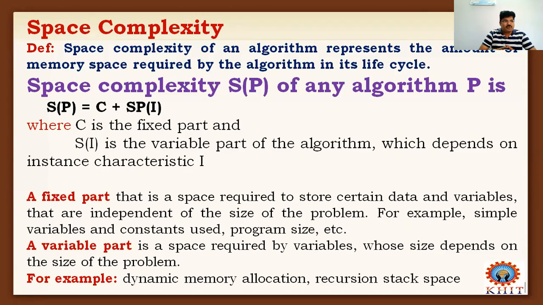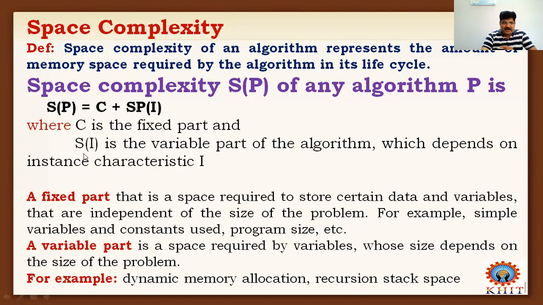So for storing A, it will take 1 unit of time. For storing B, it will take 1 unit of time. So totally, for storing three variables, namely A, B, C, each variable will occupy 1 unit of memory. So all variables are considered as a fixed part. These are considered as fixed part variables. Why? Because each and every variable took only 1 unit of memory for storing the data in the structure. So this is considered as a fixed part.